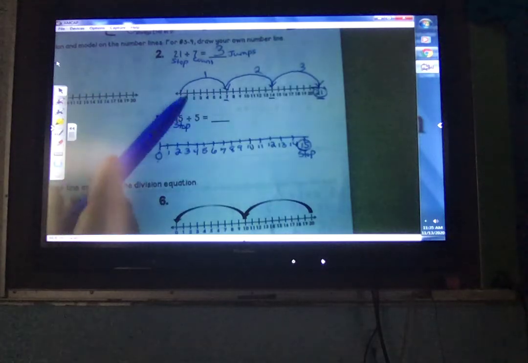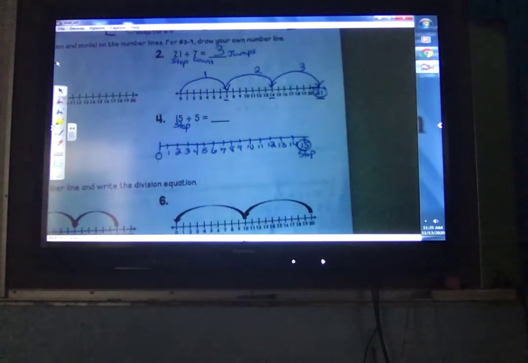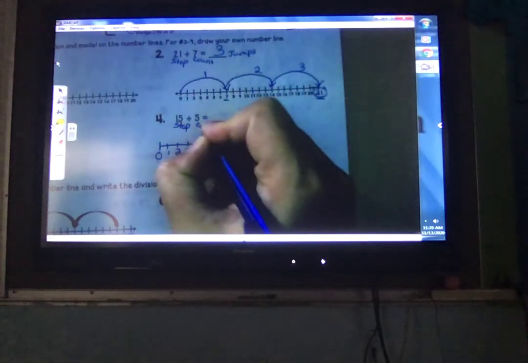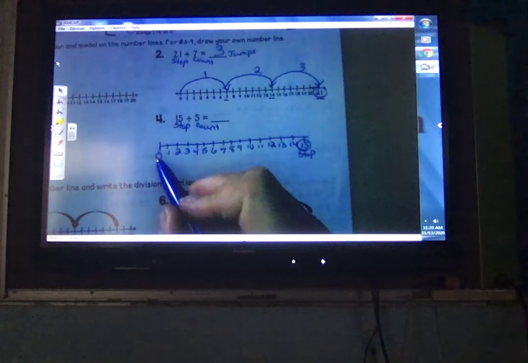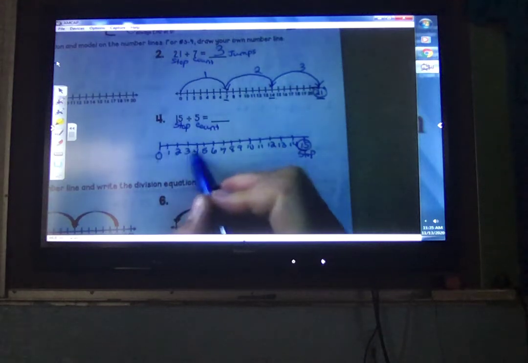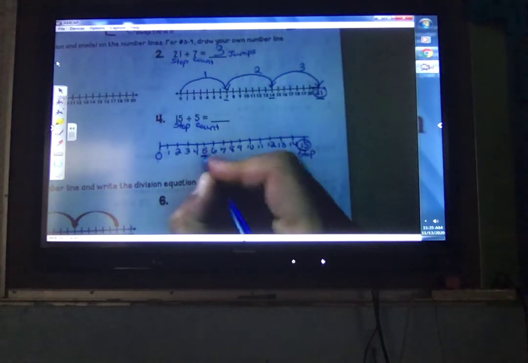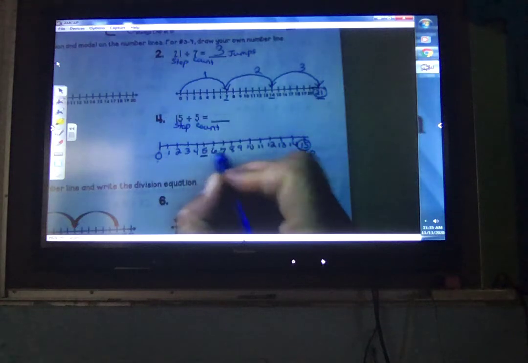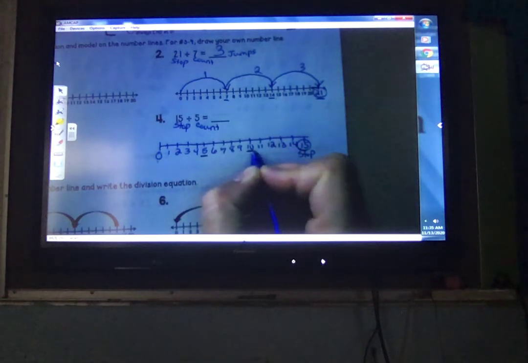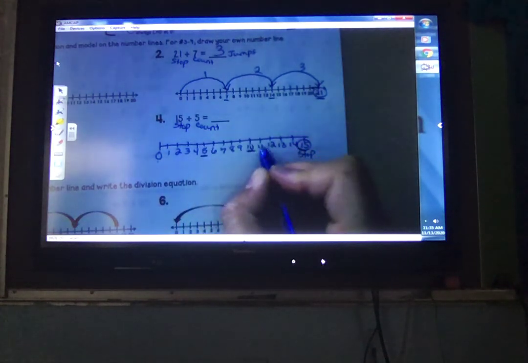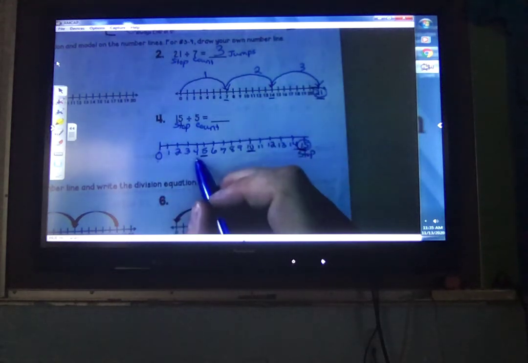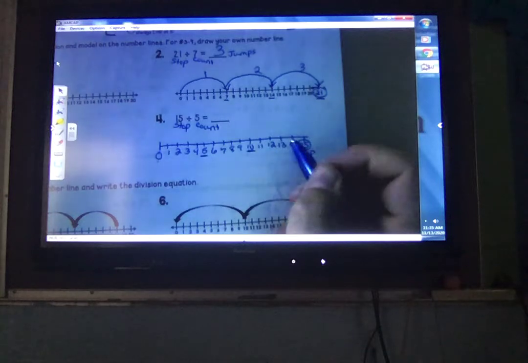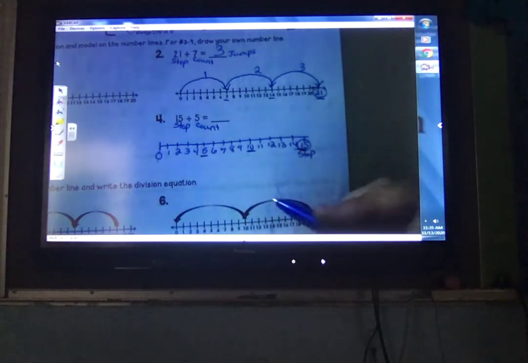Now, the next thing I see on my divisor is 5. This is what I'm going to count by, right? Count under 5. So I'm going to start at 0 and count to 5: 1, 2, 3, 4, 5. Underline it. Count to 5 again. Underline it. Count to 5 again. Underline it. I have underlined 5, 10, 15 because those are my 5s.